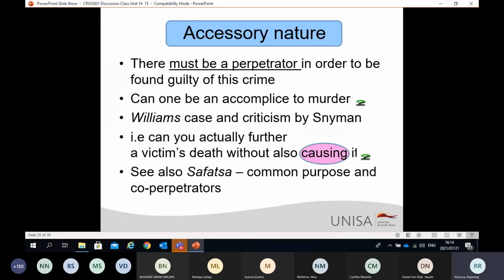So Steyman raises this argument to say that it is not possible for one to be an accomplice to the crime of murder because the concept of causation in and of itself would cover somebody who aids or assists somebody to achieve that. In other words, you cannot further the commission of a crime without causing it. That's the interesting argument that Steyman poses to say that there cannot be accomplice liability to the crime of murder.